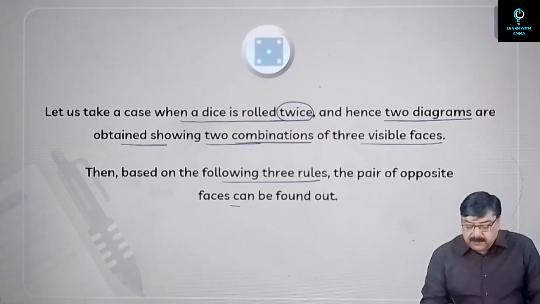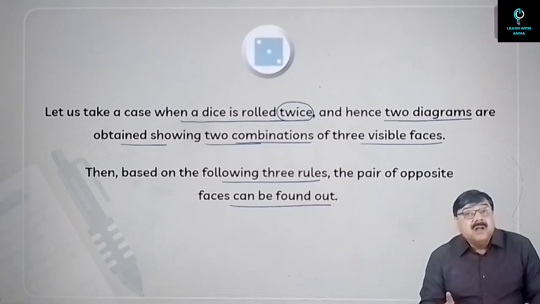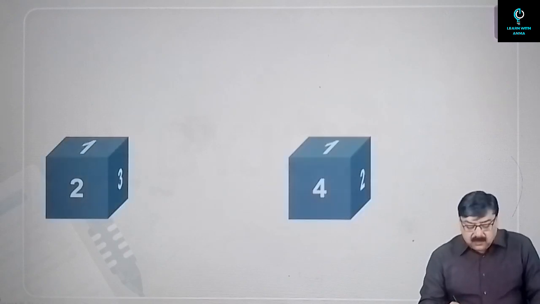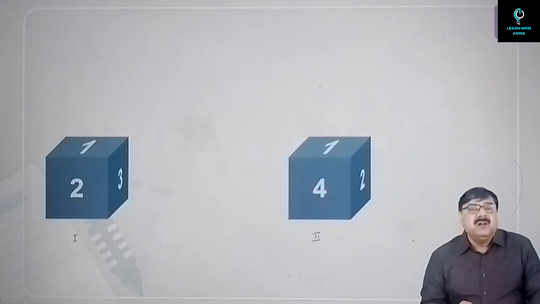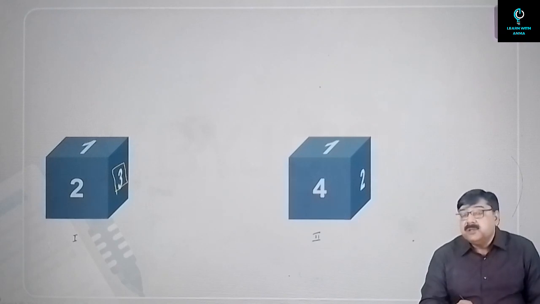Then based on the 3 rules, the pair of opposite faces can be found out because the questions in general are all about finding out the character on the opposite face. Now let's take some examples here. You see 2 dice here. Now let us say this is situation 1, this is situation 2 when you have rolled the dice. In the first situation you see a combination of 3 numbers 1, 2 and 3. This is visible to you. And in the second situation you see a combination of 3 numbers 1, 4 and 2. Now the question here is which number will be opposite to number 3?